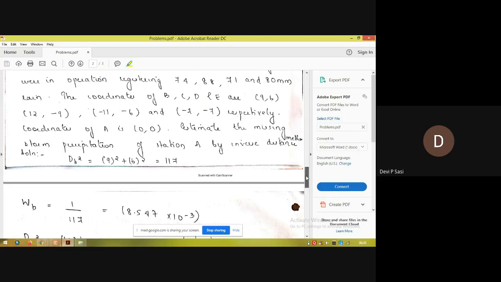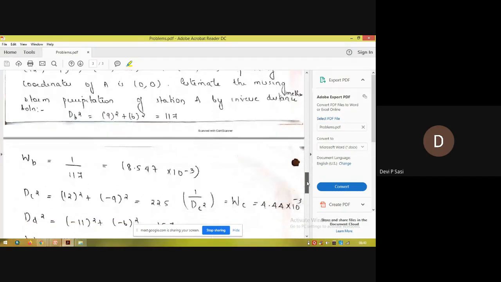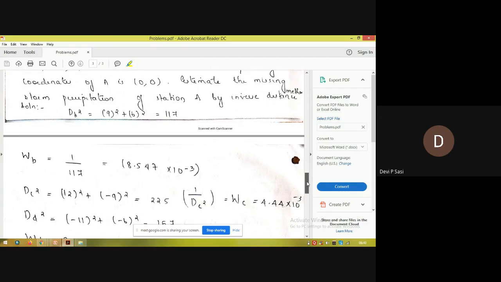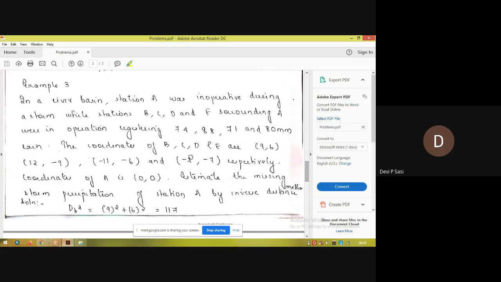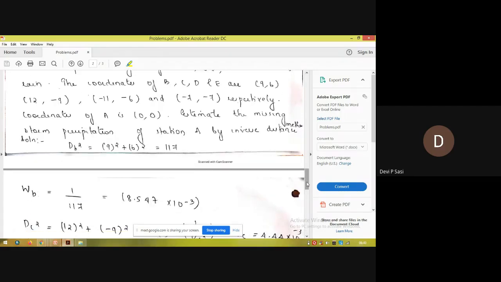Next, we have to estimate the missing storm precipitation of station A by the inverse distance method. So now the coordinates are given. The coordinates of each point are given. For B 9, 6, for C 12, minus 9, for D minus 11, minus 6 and for E minus 7, minus 7. So from those coordinates you have to find di. Then what is di?